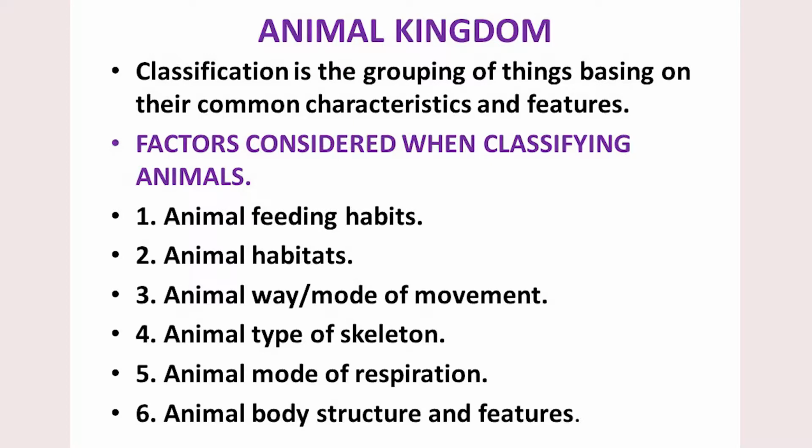Then secondly, we can talk about the animal habitats. Where do these animals live? There are animals that live in the water. There are those that live on land. So animals can also be classified according to their habitats. Then we have the animal mode of movement. How do these animals move? There are animals that swim in water. There are those that fly, and there are those that walk on land. So that is another very important factor that can be considered as we classify these animals.